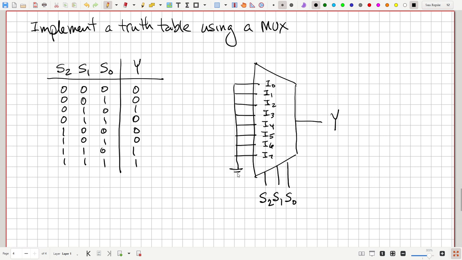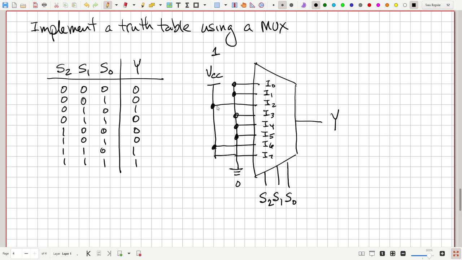Ground is logic 0. So we want the first two connected, not the third, and then the next three, 1, 2, 3, and not the last two. And the ones that are not connected to ground, corresponding to rows that we want the output to be 1 in, that would be these three rows here, we want to connect those to the logic 1 voltage, the high voltage, the VCC.